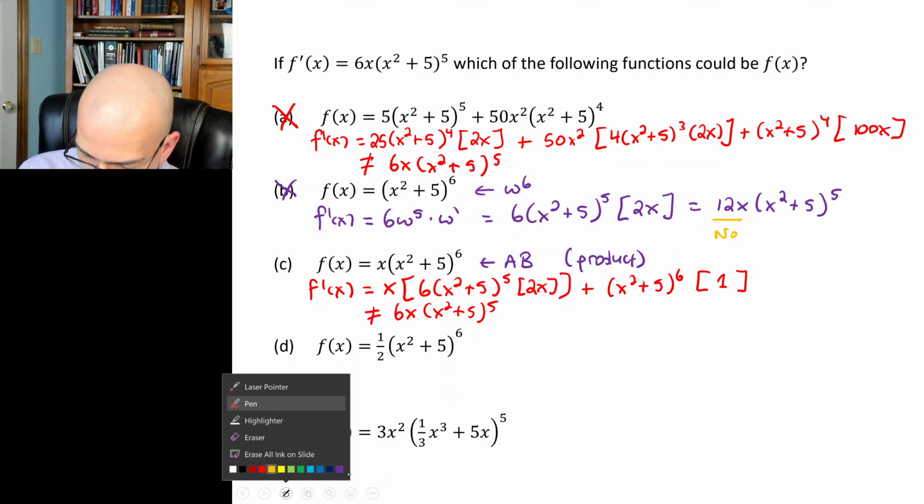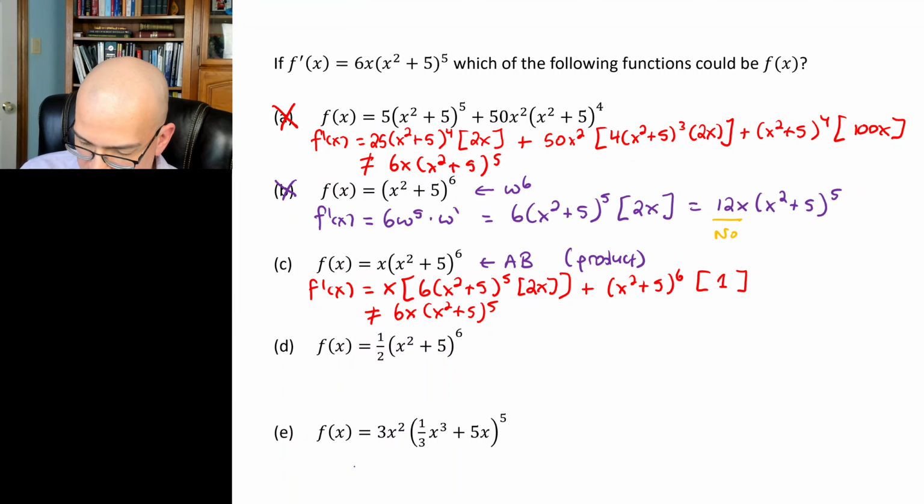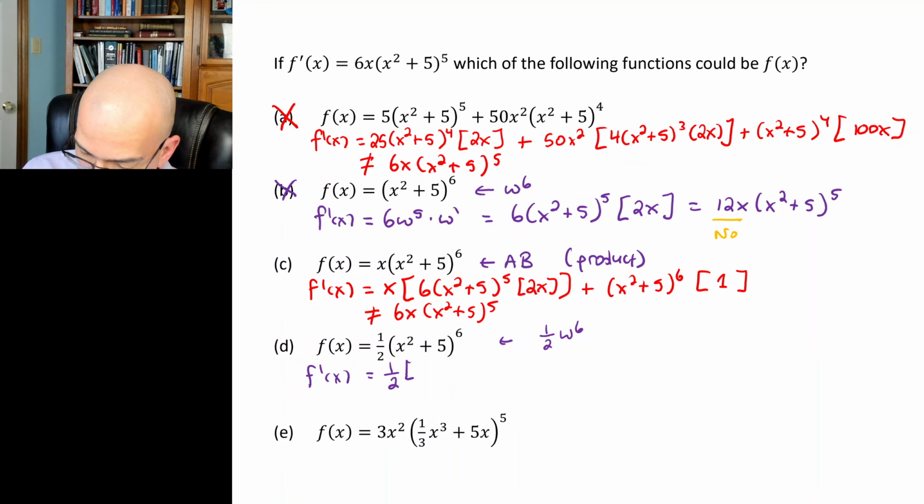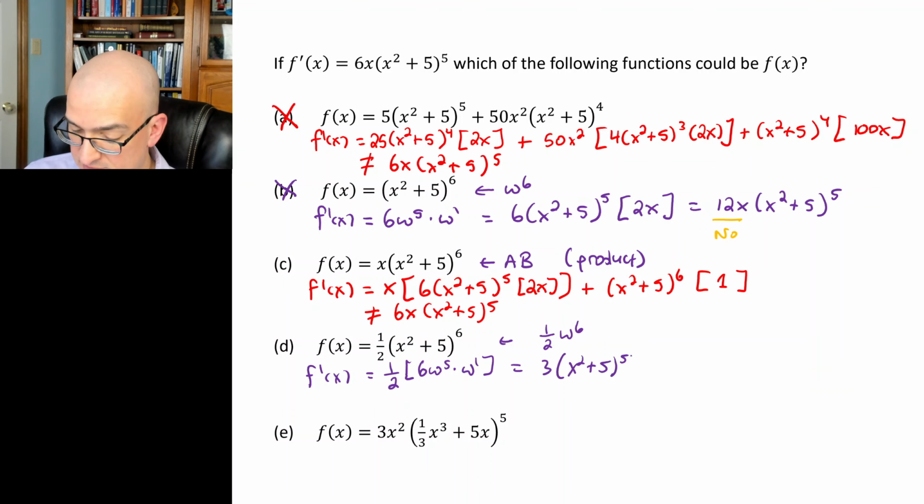Okay, now, next one, let's see what happens here. We'll take the derivative. This is 1/2 w to the power of 6. When we take the derivative, we'll have 1/2 times 6w to the 5 times w prime. So 1/2 times 6, so 3. And then w to the 5, x squared plus 5, all over 5. And then multiply by the derivative of the inside, so the w prime part, multiplied by 2x.